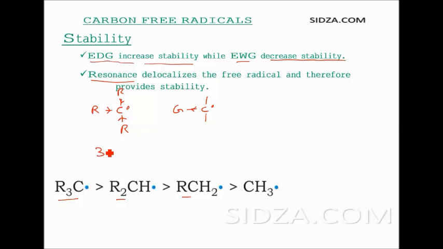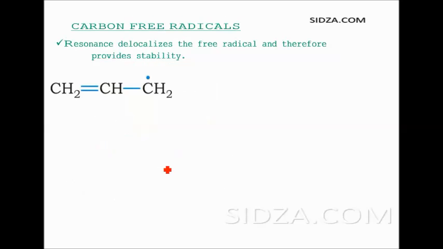We also know that in the carbocations the order of stability is tertiary is more stable than secondary, then primary, and then the methyl. So same order for the free radicals as well. So the effect is same, right? Electron releasing groups increase the stability, electron withdrawing groups, they will decrease the stability. The next point is about the resonance. Resonance also provides stability.